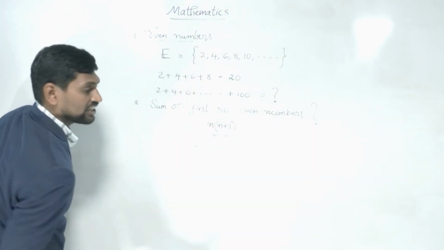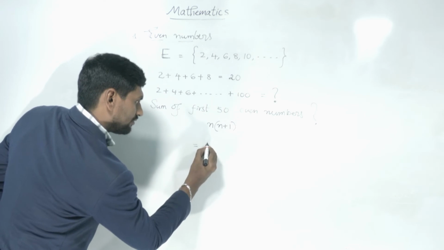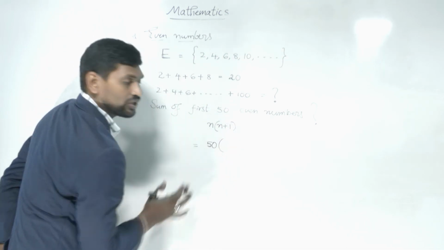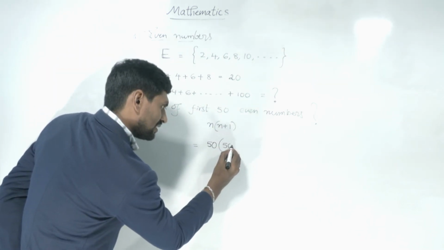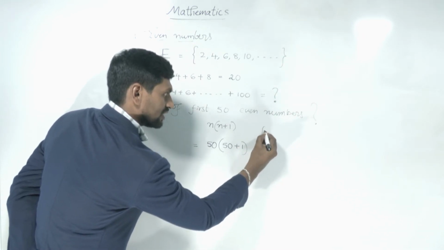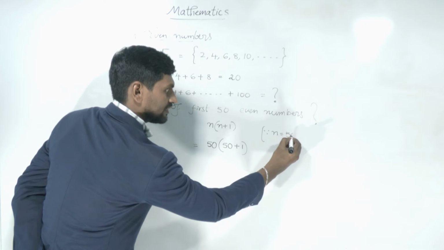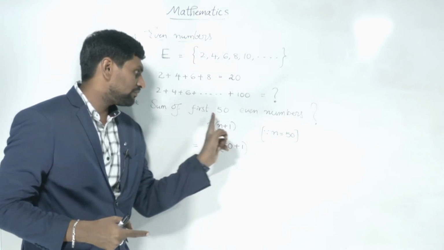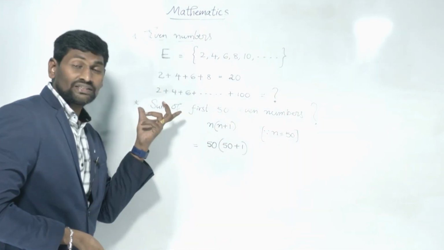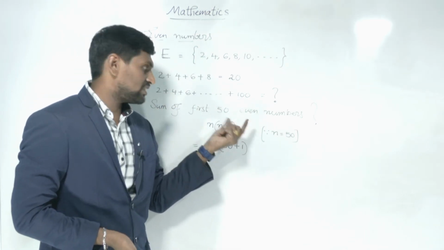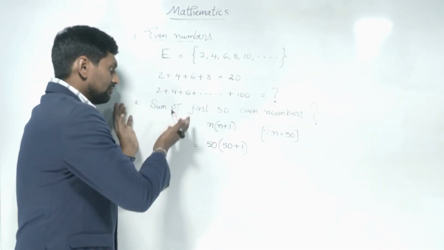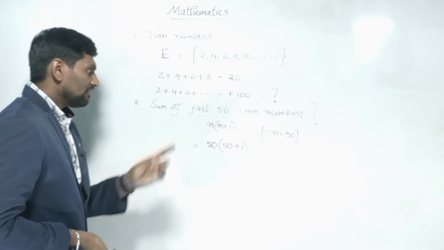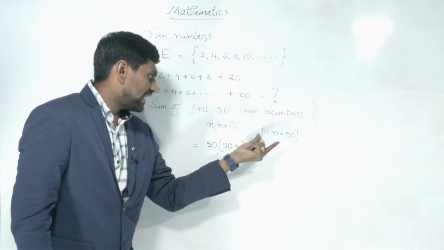Sum of 50 even numbers. In the place of n, I am writing 50, in bracket n plus 1. N plus 1 means 50 plus 1, because I told you already, n means 50. Here first 50 even numbers are asked. In case first 70 even numbers, n value we should take 70. First 100 even numbers means n value 100. You got my point, right? First 175 even numbers, n value 175.